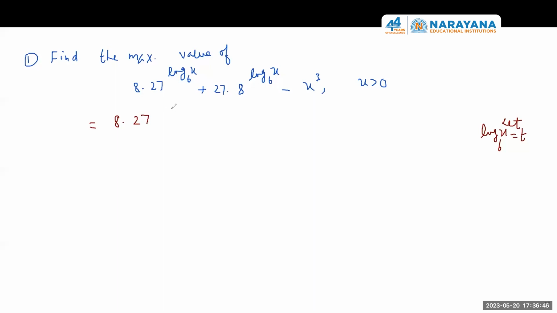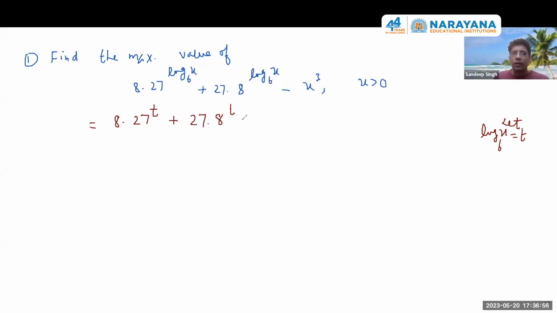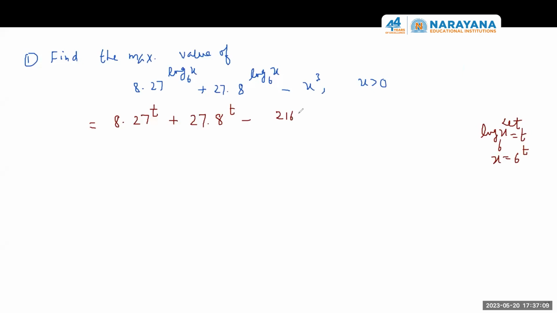27 raised to the power t. What is the answer then? You have to tell me the answer. What is the maximum value? Just conversion won't help. Is the answer 216? Answer is 216. Yes, 8 power t minus. And what is x from here? 6 power t. So what will be the cube of this? X cube will be 216 whole power t.